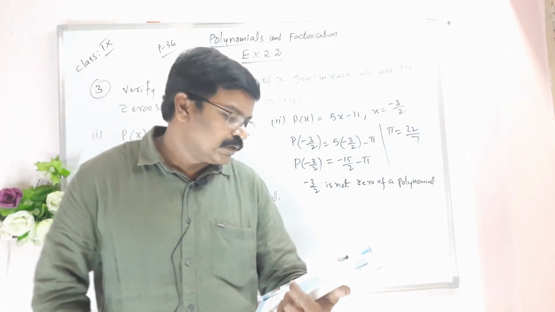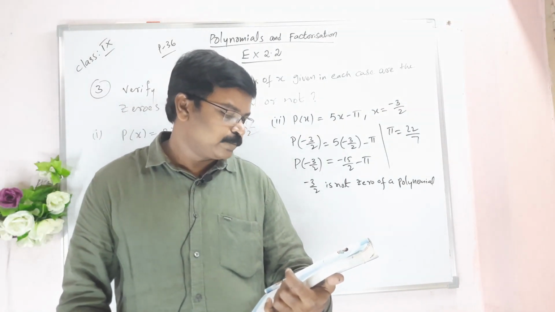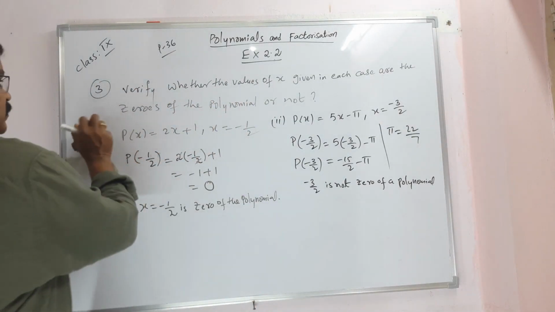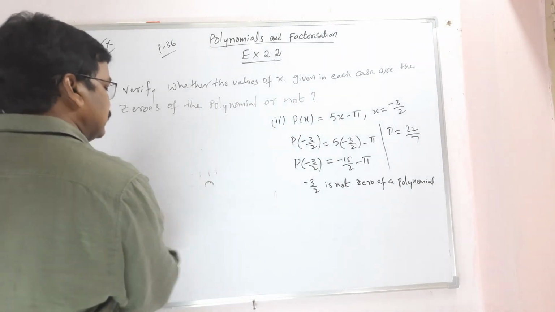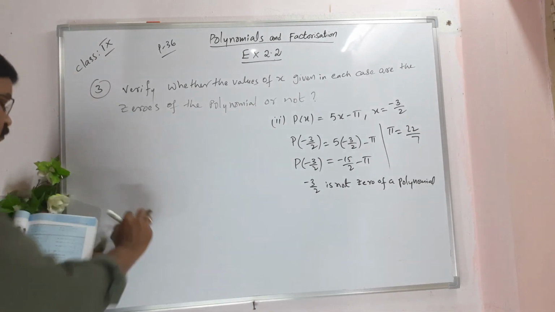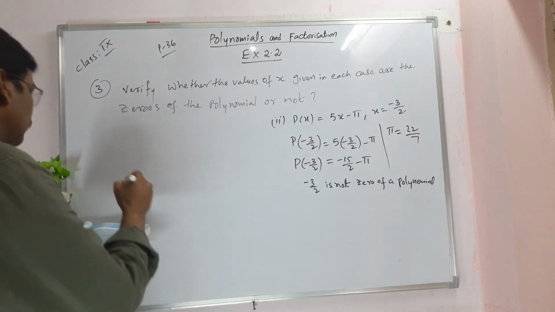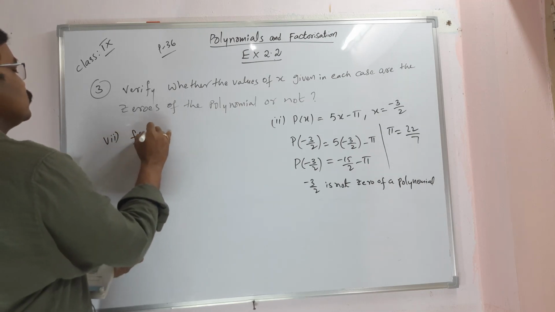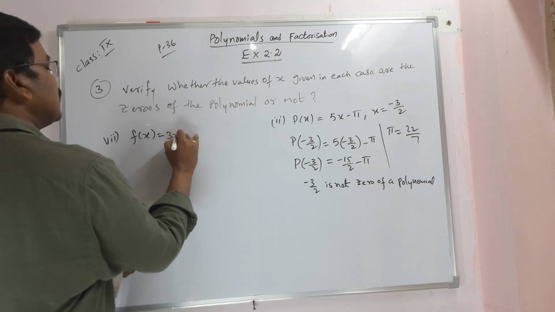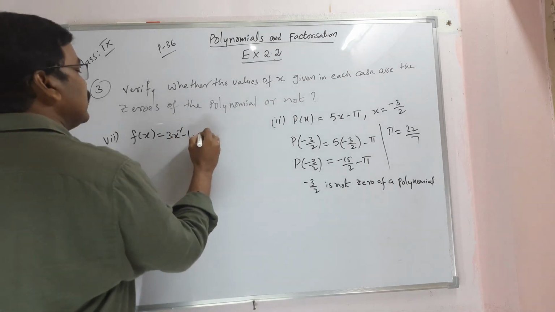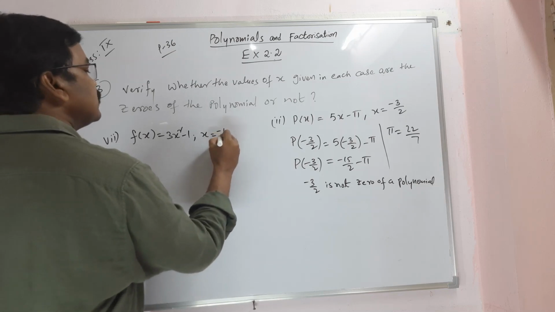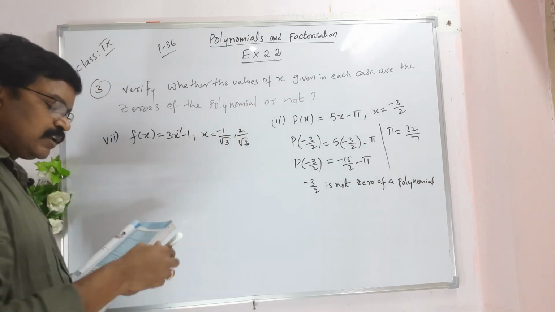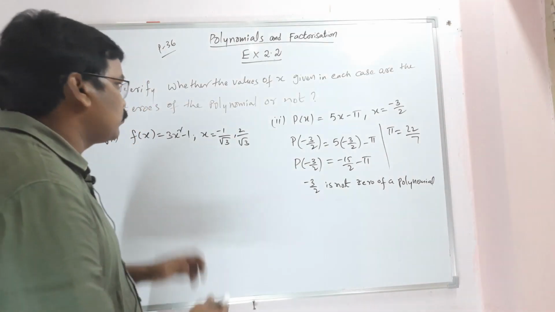So there are 8 questions here. I can teach you one more question, the 7th question, right? What is the 7th one here? f of x is equal to 3x square minus 1, where x is equal to minus 1 by root 3 and 2 by root 3. We have to verify whether these two are zeros of the polynomial or not.